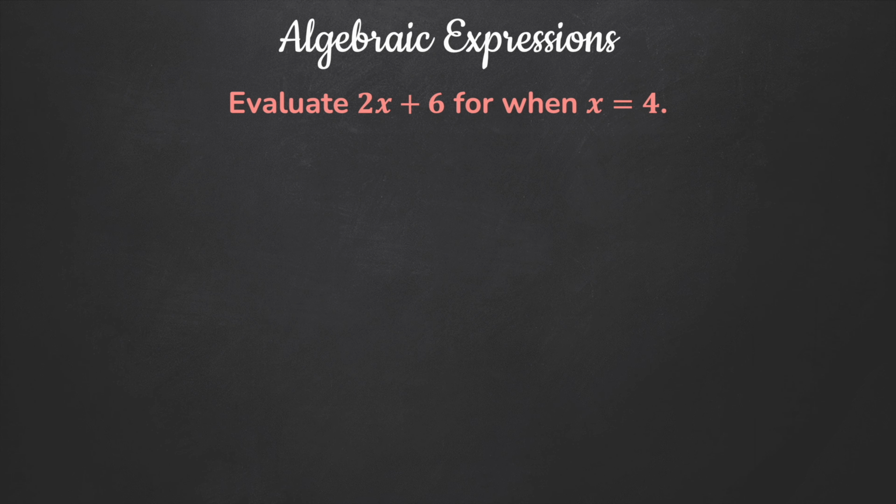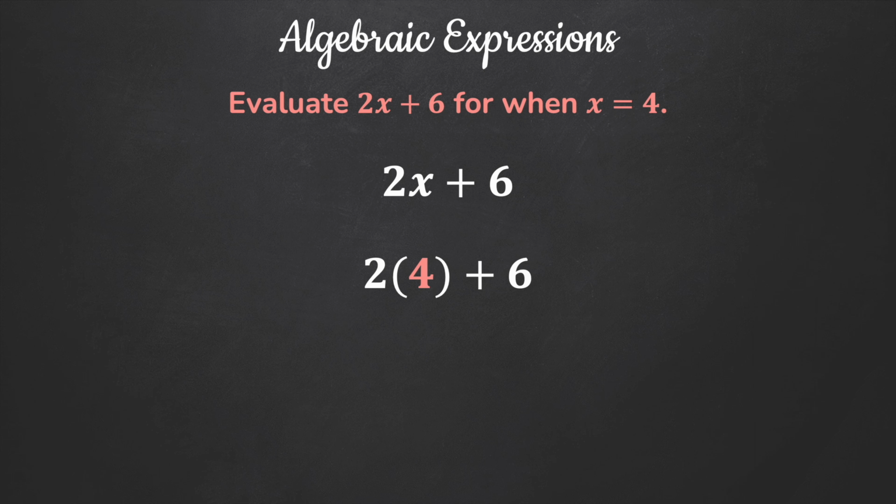Here we have our first example, which says evaluate 2x plus 6 for when x is equal to 4. Here we have two operations. We have multiplication and addition. So we're going to rewrite that expression. And since we know that x is equal to 4, we're going to substitute the x for the number 4. So what we have going on here is 2 times 4 plus 6.